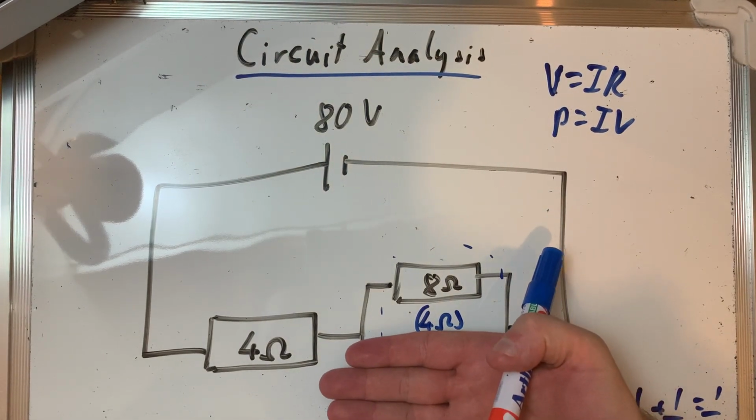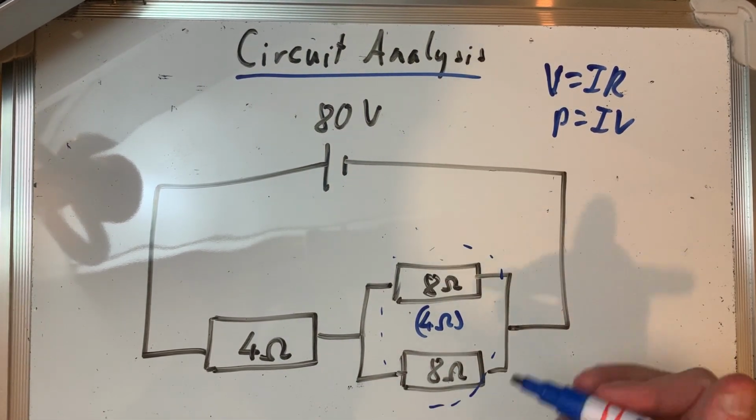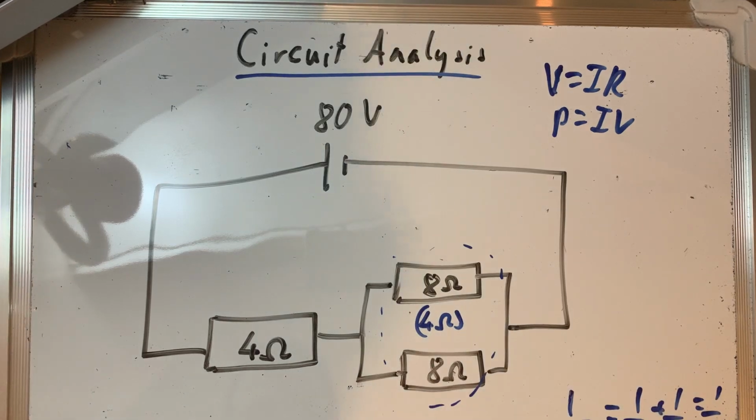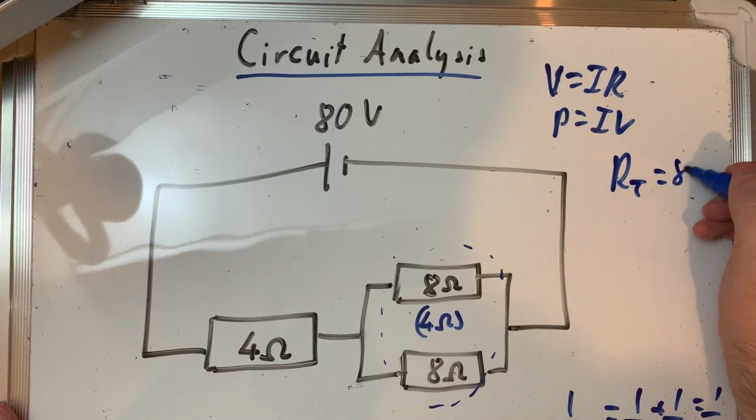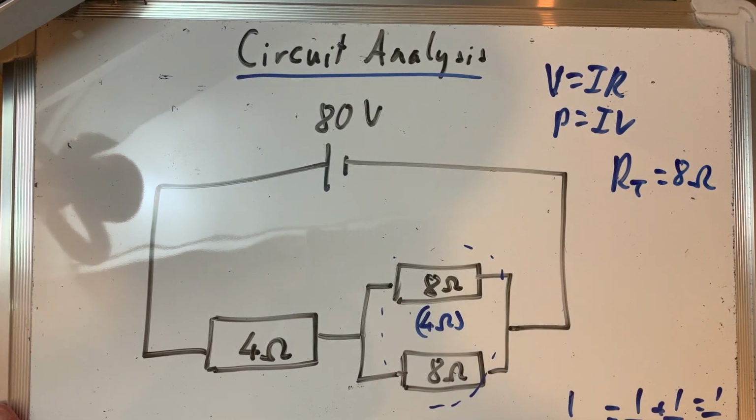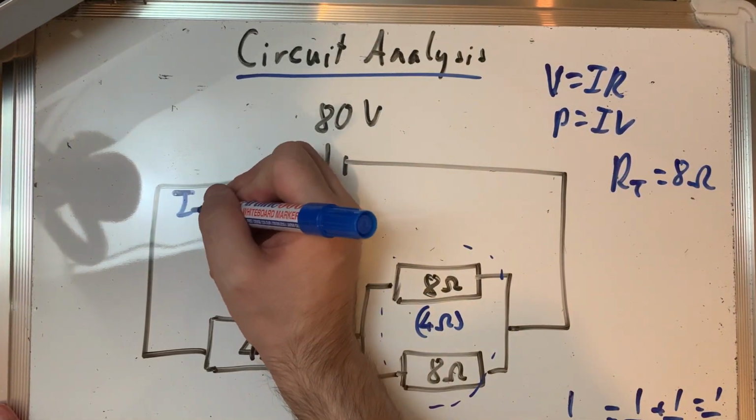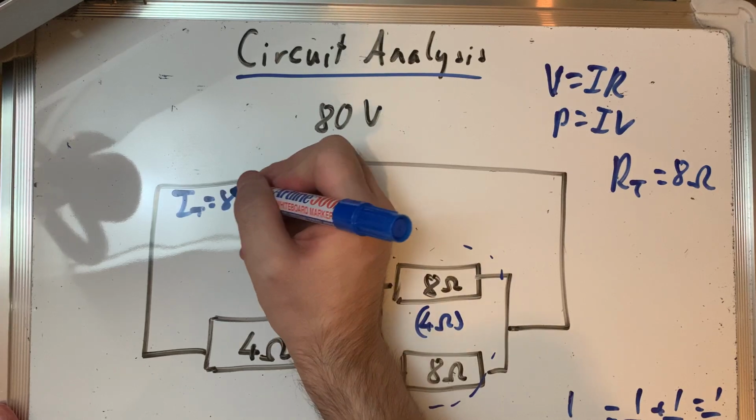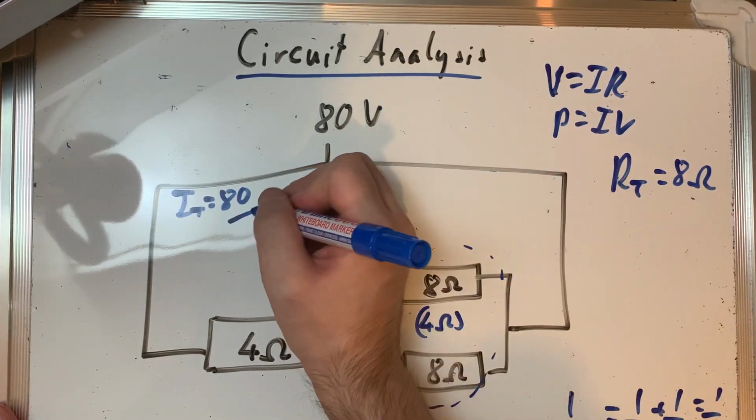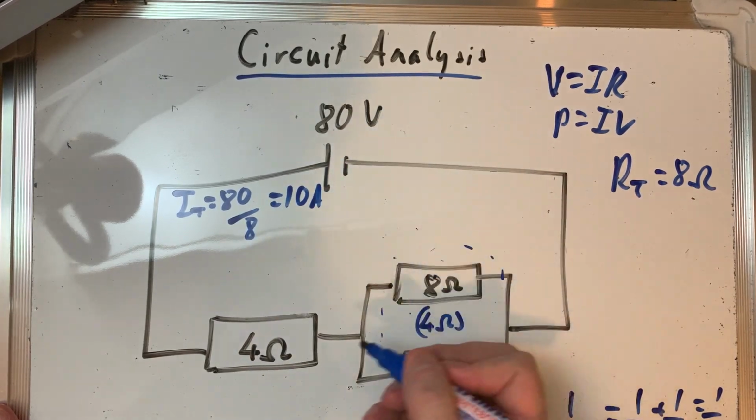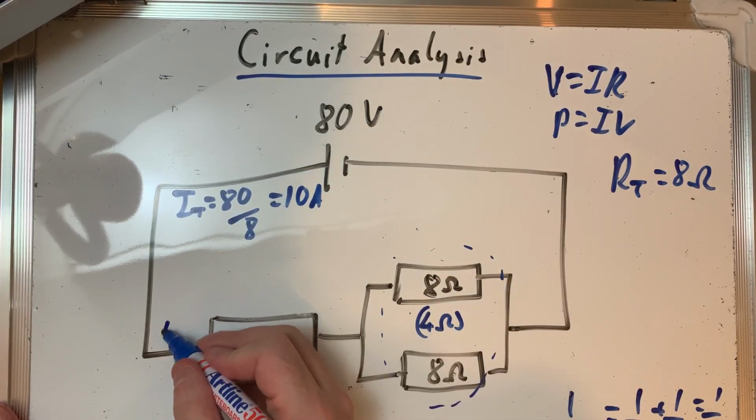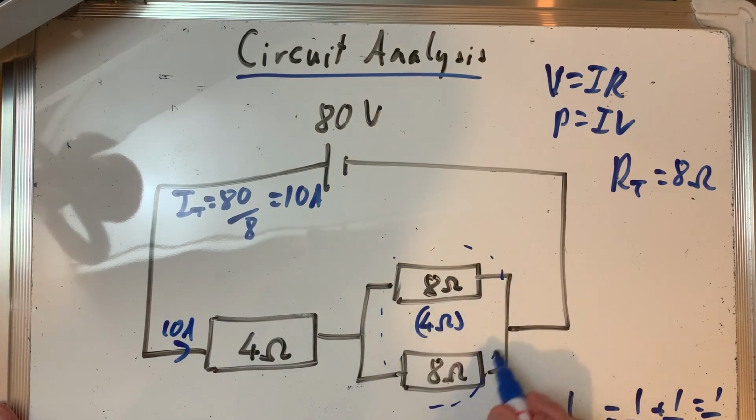It is now twice as easy for the current if I add a second resistor here to get from there to there. That means the total resistance for the entire circuit is 4 plus 4 is 8 ohms. So now I can apply V equals IR to the whole circuit. So I total is V total over R total. And that's nice. That comes out as 10 amps. So it must be 10 amps here and 10 amps everywhere except in this little bit here.